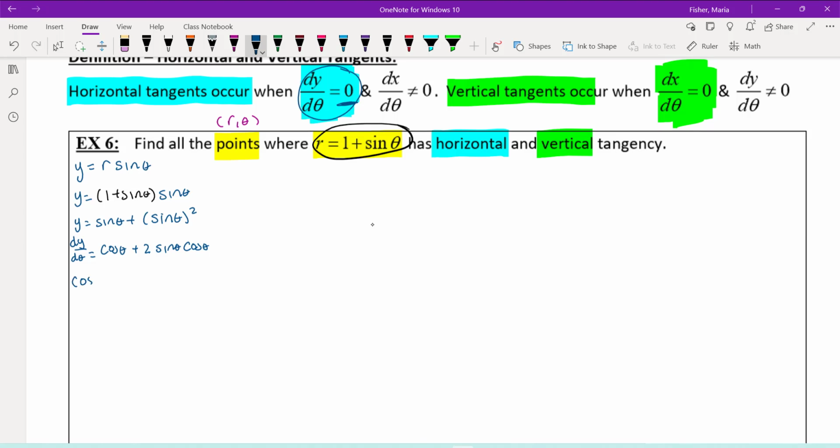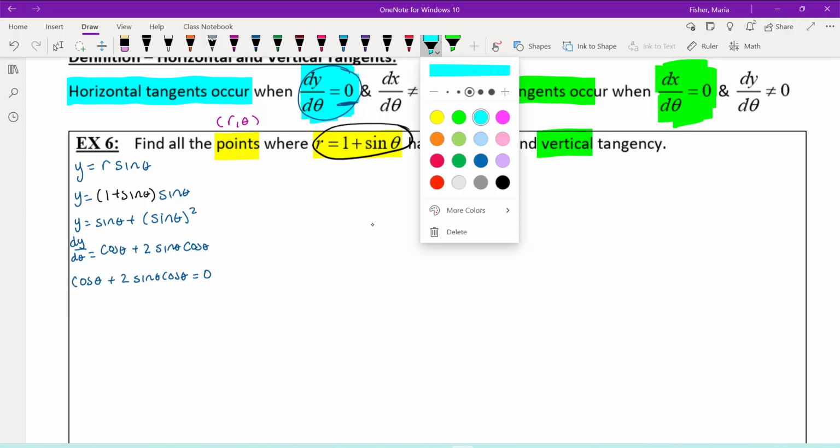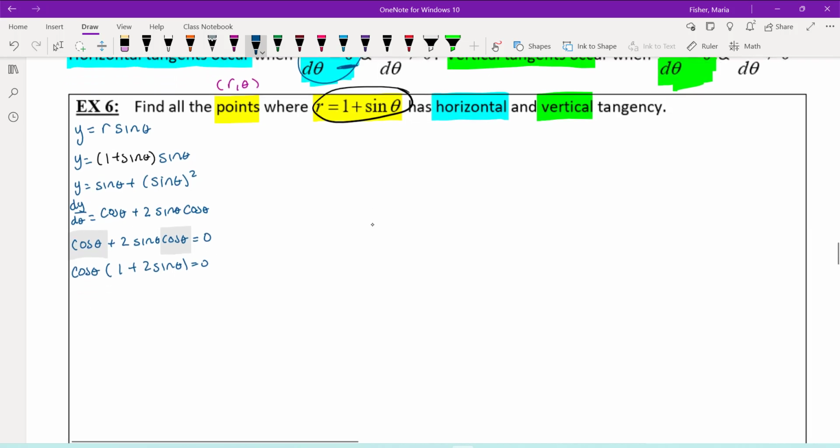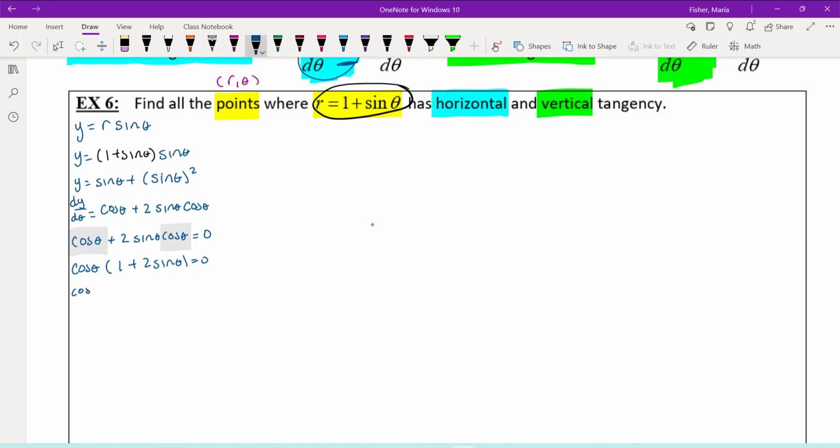So if I set cosine of theta plus 2 sine of theta cosine of theta equal to 0, I notice that both of these terms have a cosine in common. Therefore, I can factor out a cosine of theta. If I factor out a cosine of theta, I'd be left with 1 plus 2 sine of theta equals 0. Now that I'm factored, I set each one of these factors equal to 0. I have cosine of theta is equal to 0, and 1 plus 2 sine of theta equals 0.